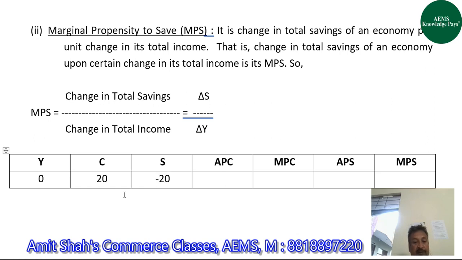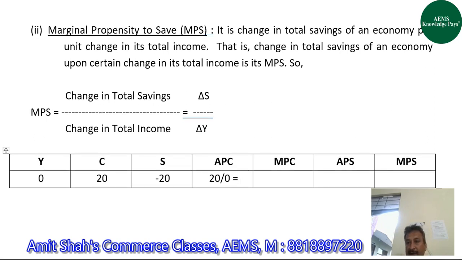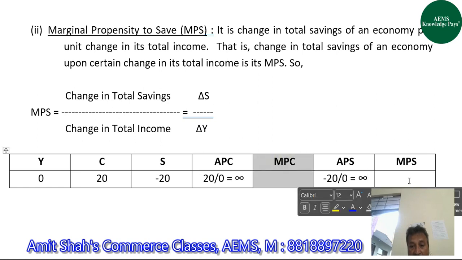So APC is how much? It is C upon Y. You know this. So C upon Y is infinity. Am I clear, guys, or not? APS is S upon Y. So that is minus 20 upon 0, and this is also infinite. Infinite means we cannot calculate it, right? Here we cannot calculate MPC and MPS.